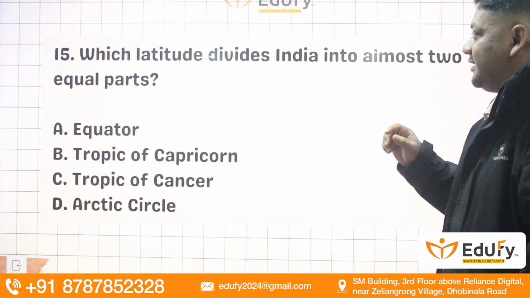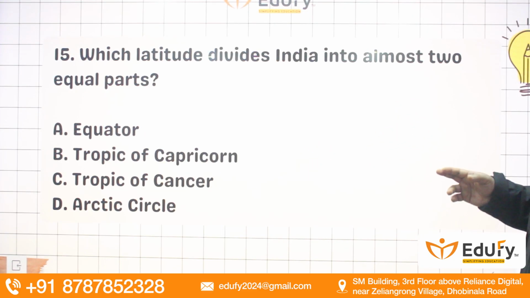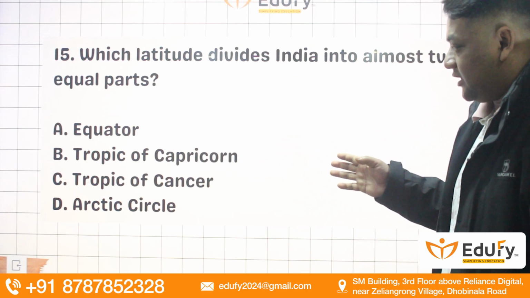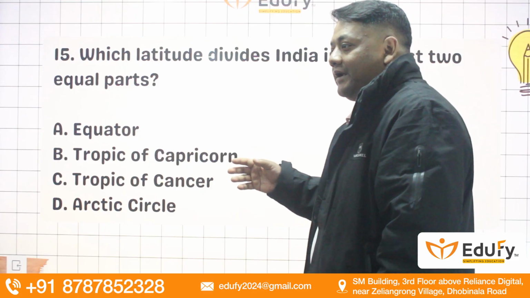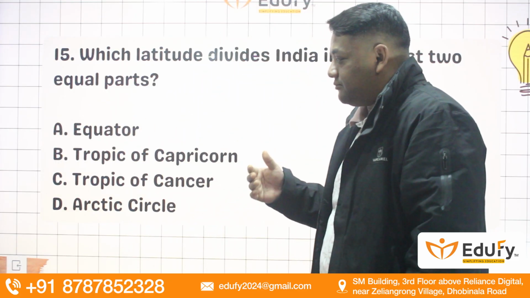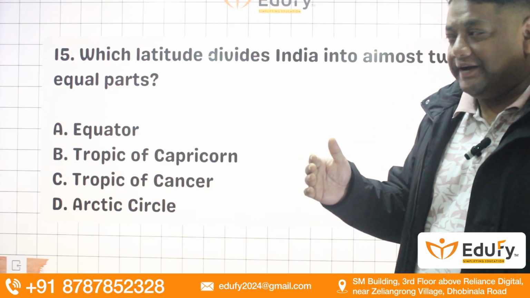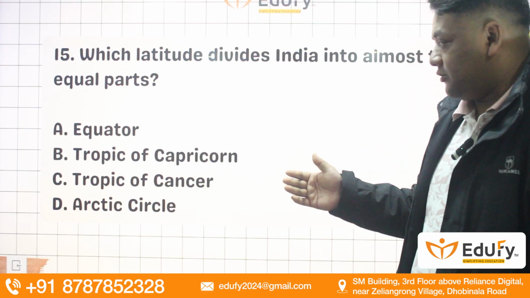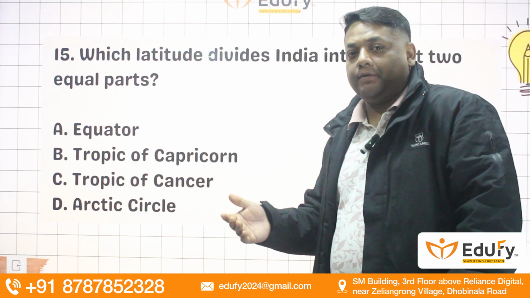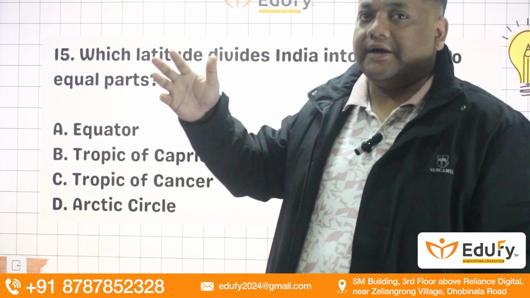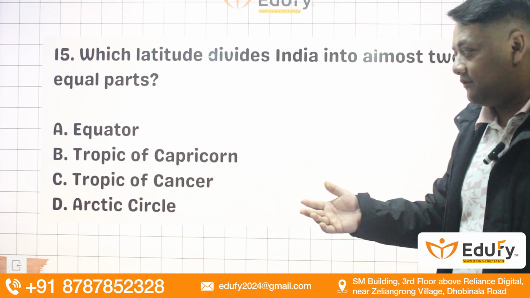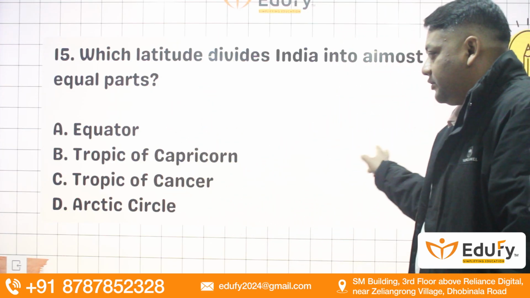So next question, which latitude divides India into almost two equal parts? Equator, Tropic of Capricorn, Tropic of Cancer, or Arctic Circle. So we know that we are a subtropical country, even though we are a Southern Asian country. Half of India is divided by the Tropic of Cancer. The lower section we call peninsular India. The southern parts of India are below and the northern parts of India are above the Tropic of Cancer. So Cancer is the line dividing India in exact halves. So C is the right answer, Tropic of Cancer.